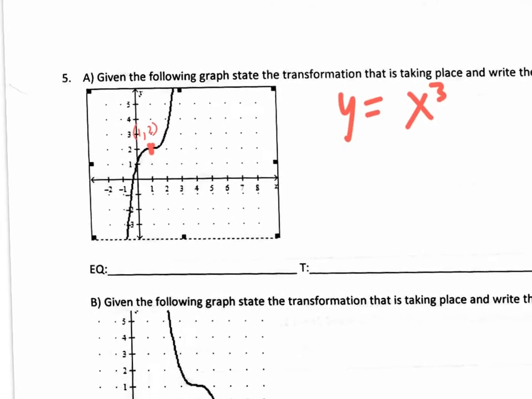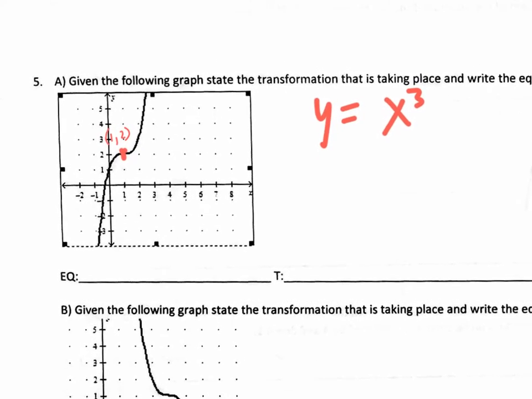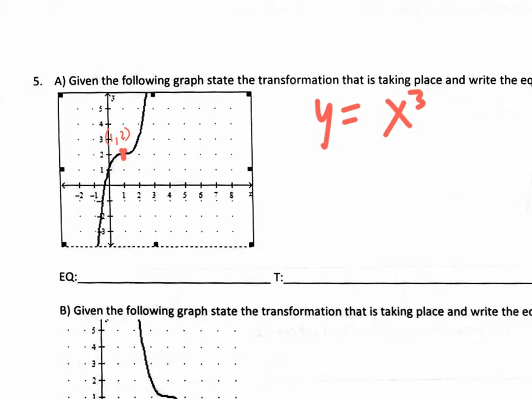So, how do we get from the original parent graph, which is something like this, which crosses through the origin, how do we get from there to 1, 2? That's really a translation of two types. How does it translate? 1 to the right and 2 up. So the h value of 1 and the k value of 2.